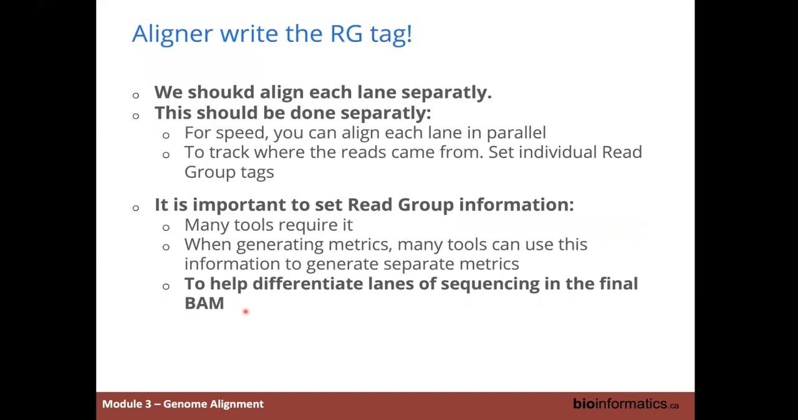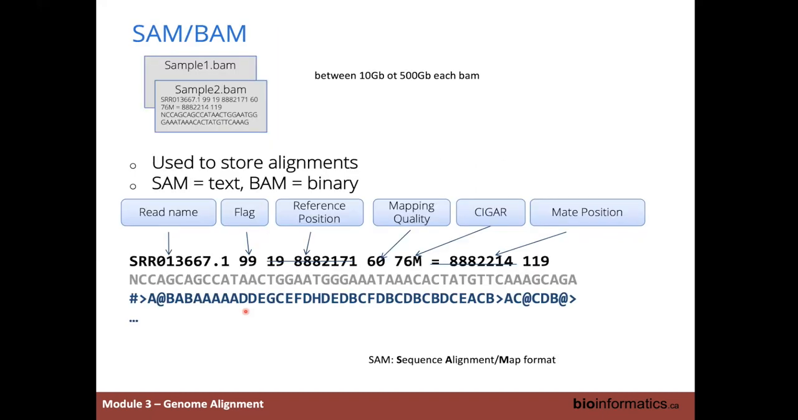Yes. So there's no mapping on the second read. You don't have any CIGAR string information.